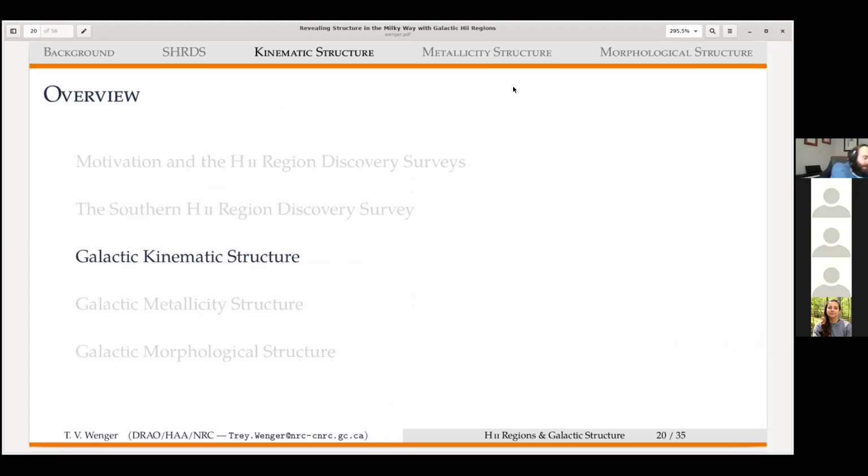All right, so now I wanted to just move on to three little research projects that I've been working on recently that are related to our southern sky survey, but maybe just adjacently. So the first is galactic kinematic structure, trying to understand the velocity field of the Milky Way.